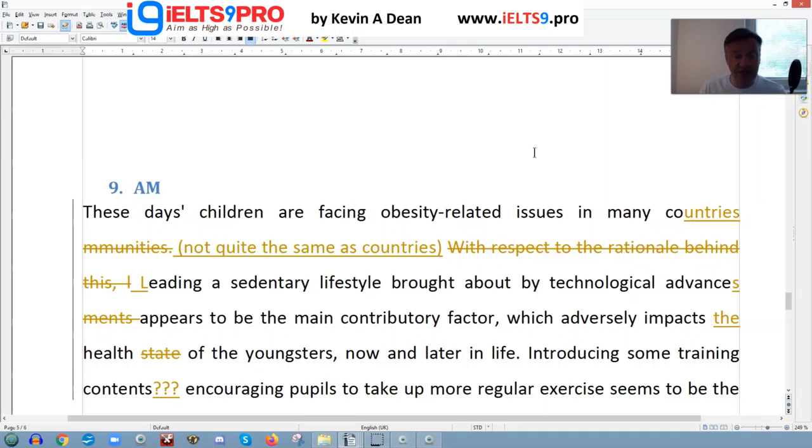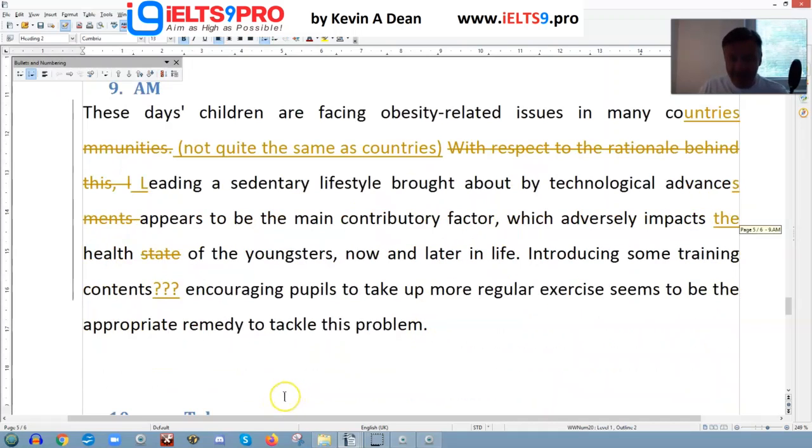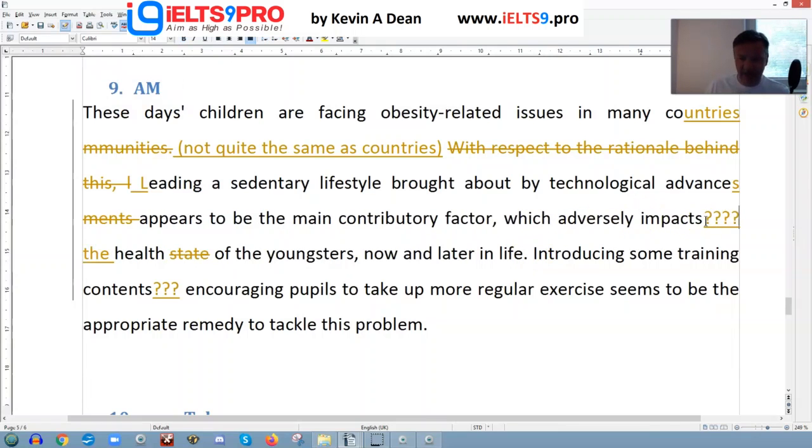Leading a sedentary lifestyle brought about by technological advances, not advancements, appears to be the main contributory factor. So you don't need that at all, which adversely impacts the health, not health state, the health of the youngsters now and later in life. Now, you'd have to explain in the rest of the essay what that adverse impact was later in life.